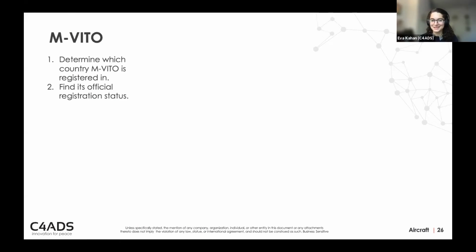Exactly. So now that you have this registration number, we're looking to find what country this registration number is registered in and its official registration status. And because you've all gotten really good at this, I'm going to give you about 1 minute to do this, and then we're going to roll ahead with the answers. The registration number, if you can't see it on the screen, is M-VITO. Yes, it does look like we've got some answers coming in the chat. So I'll turn it back to Jake to roll through this final investigation.